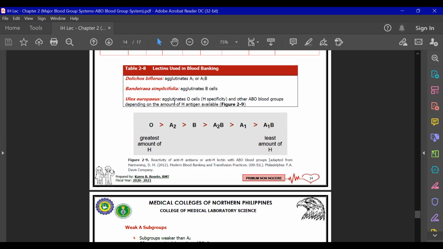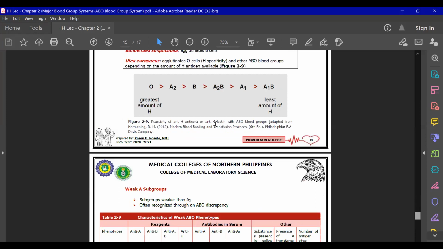Why does it agglutinate your O cells? Why is it that your anti-H forms an agglutination or a reaction when tested with your O red cells? Rich po siya sa H antigen po, which is hindi po siya na-modify since wala pong presence ng A at B gene. Yes, okay. So your group O red cells have a reaction when tested with your anti-H lectin, mainly because your group O red cells are rich in unmodified H antigens. Okay.